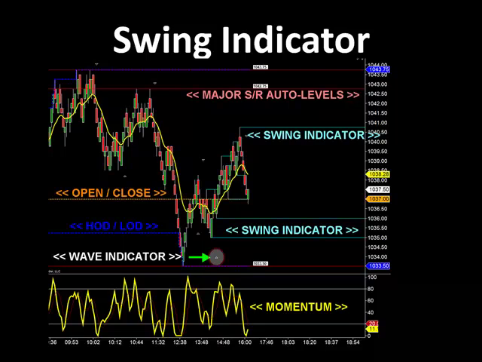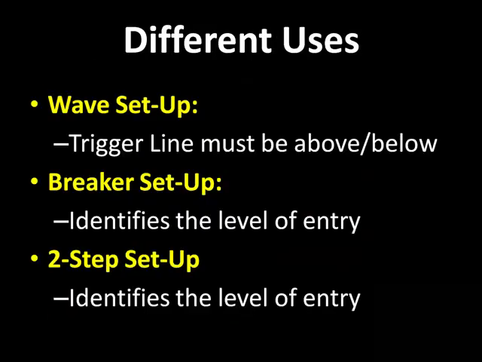In the trade room, you'll see these swing indicators in light blue, right? These horizontal light blue lines. And as you can see, it marks the swing highs and the swing lows. Let's look at some of the different uses of it. As you know, we trade three patterns in our trade room: the wave, the breaker, and the two-step.